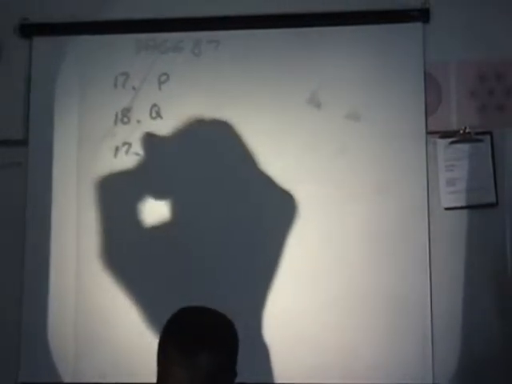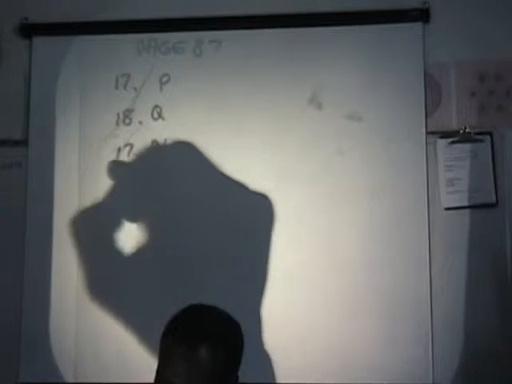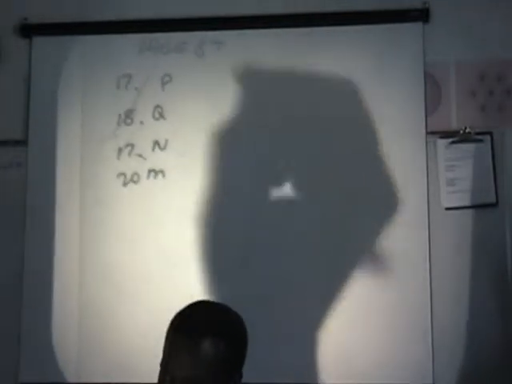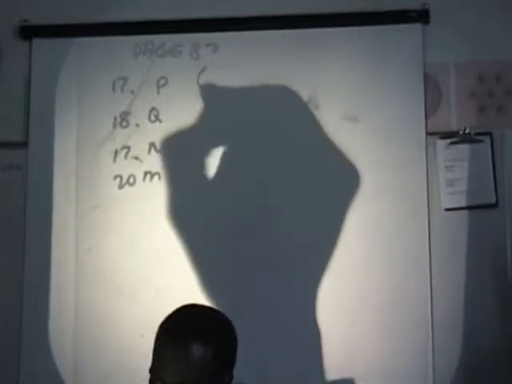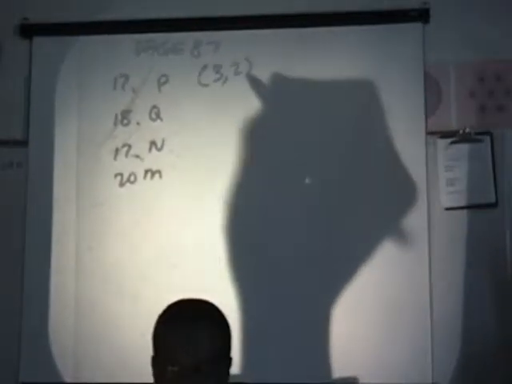Okay, we're back now. Let's look at the answers for problem number 17. And once again, we're at the top of page 87. Okay. 17 we have point P. And 18 we have point Q. 19 we have point N. And 20 we have point M. What's the location of point P? Well, the answer you should have is 3, 2.